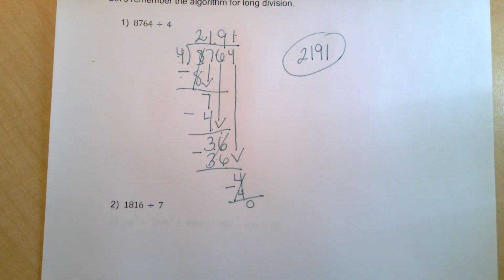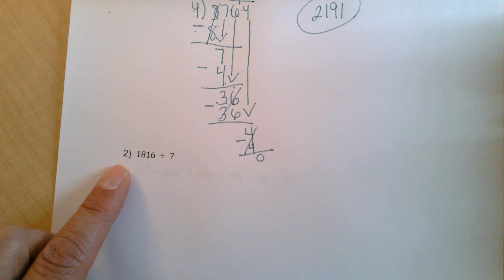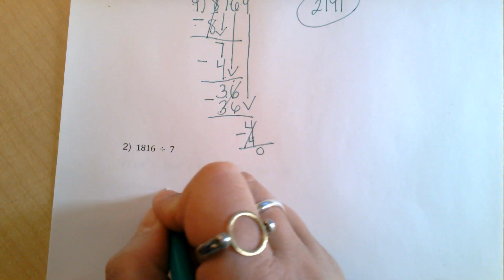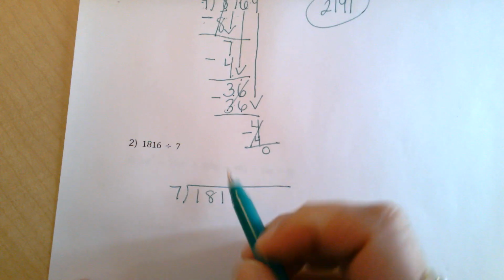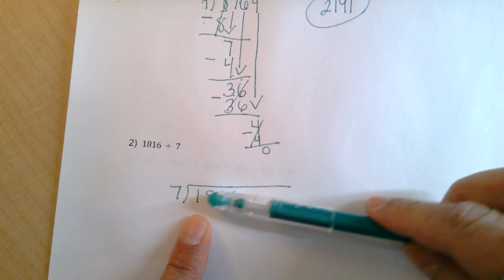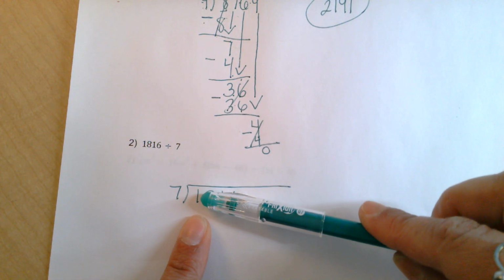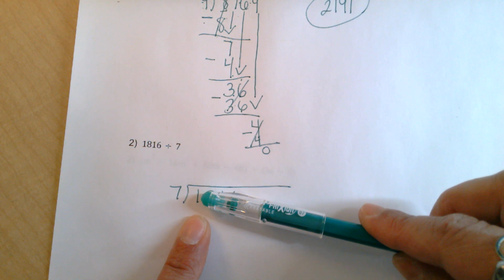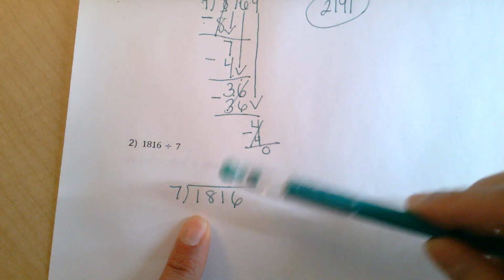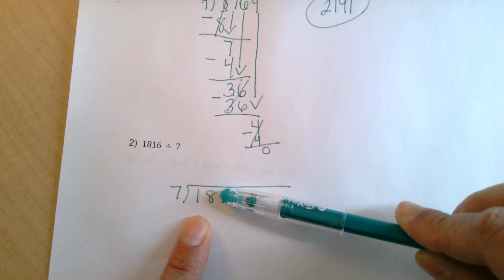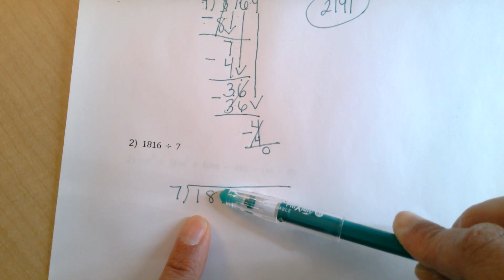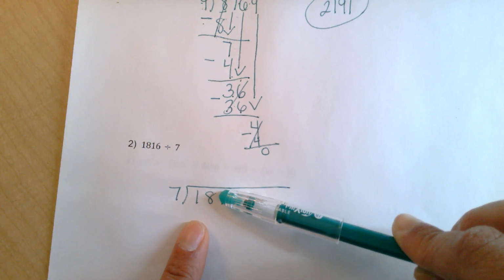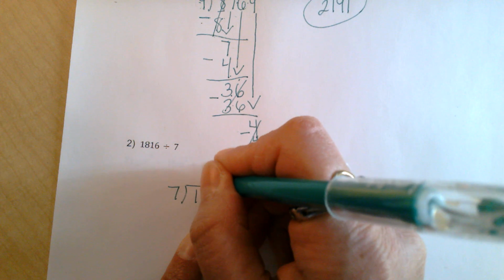Okay, let's do it again, but this time I think we're going to get a remainder. Let's divide 1,816 by 7. First, we're going to look at the first digit, 1. Is there a number I can multiply 7 by to get to 1? There's not. So we're going to go to the next number, 18. Is there a number I can multiply 7 by to get close to 18 at least? We're going to do 2.